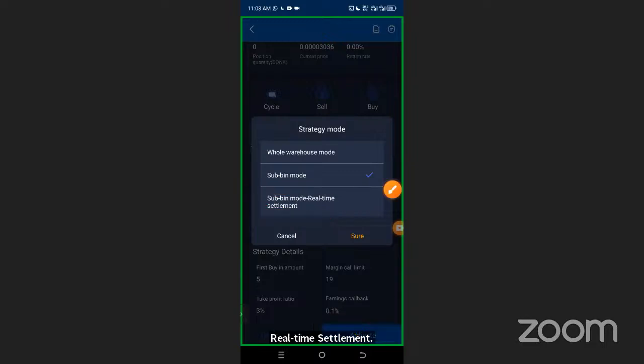Using the start small and win big strategy, people confuse themselves from here. Someone is talking about the bull run strategy. I don't know where he got the name, but I'm talking about the start small and win big strategy. Put it under sub-bin mode, real-time settlement.